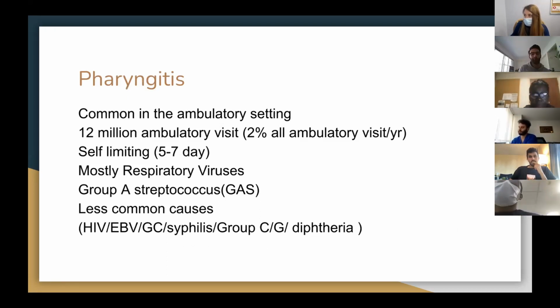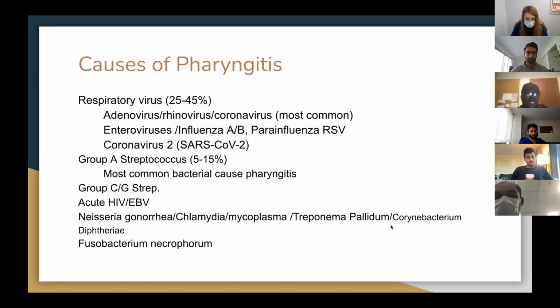pharyngitis. Pharyngitis is also quite common. 12 million ambulatory visits, making up about 2% of all visits. It's self-limiting, up to 7 days, mostly respiratory viruses. And then the next would be group A strep, and less commonly HIV, EBV, syphilis, diphtheria, depending on where you are. As I said, respiratory viruses are most common, up to 45%.